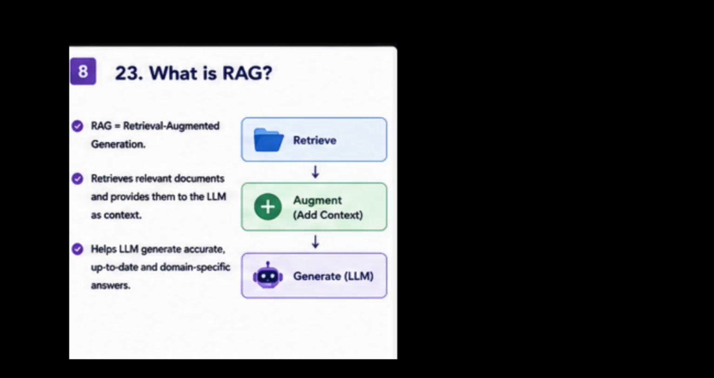RAG stands for Retrieval-Augmented Generation. It combines information retrieval with large language models. The basic process is: first the user asks a question, the question is converted into an embedding, the vector database searches for relevant documents, and those documents are retrieved. The retrieved information is added to the prompt. Finally, the LLM generates an answer using that context. The important point is that the LLM does not need to know every piece of information during training. We can provide relevant information at runtime.